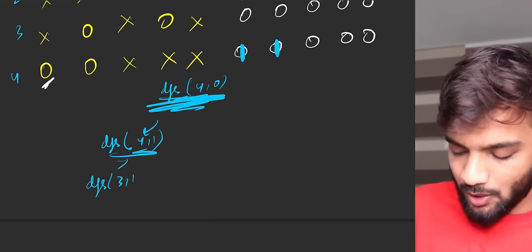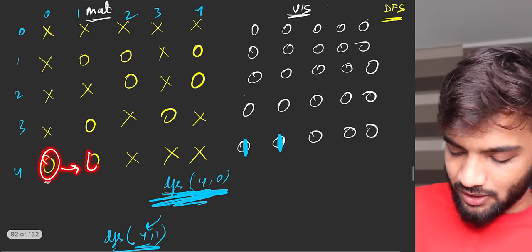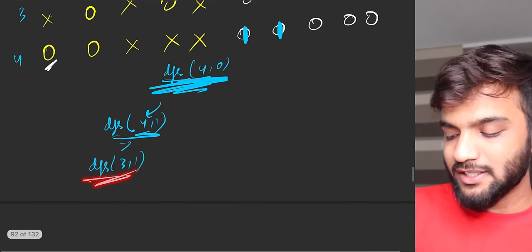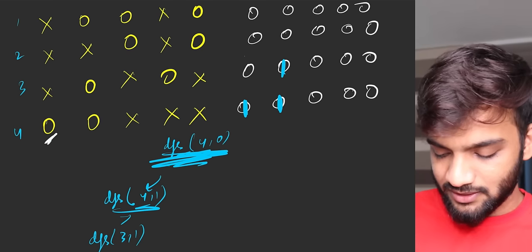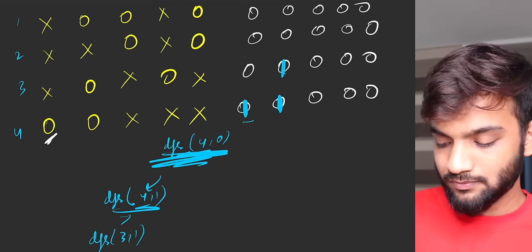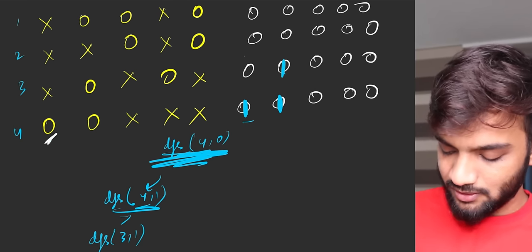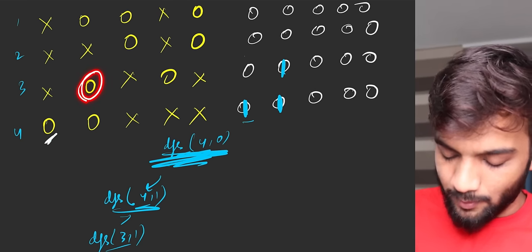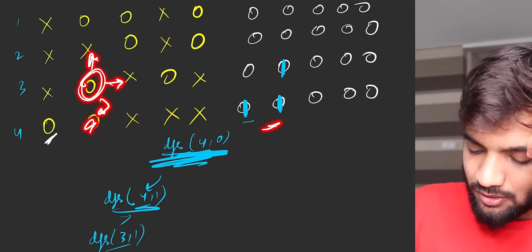Which is 3, 1. Perfect. Now what will happen is, you started here, you went here, you went here. They are 3, 1. Please make sure you mark it as visited. Done. Correct. Next. 3, 1. Standard 3, 1. Up. No. No. Visited. No.